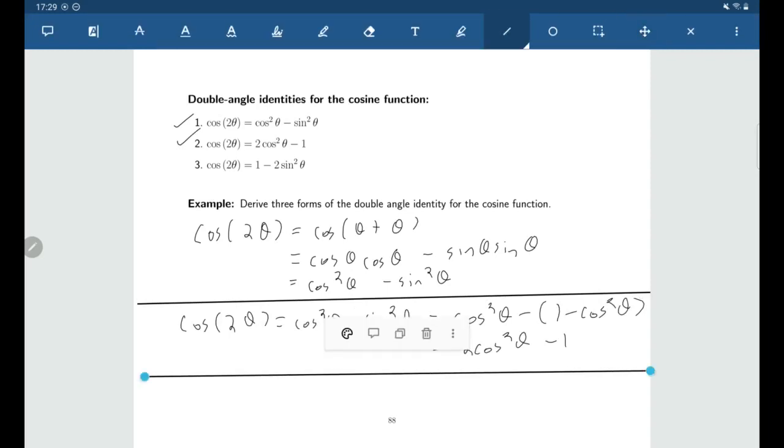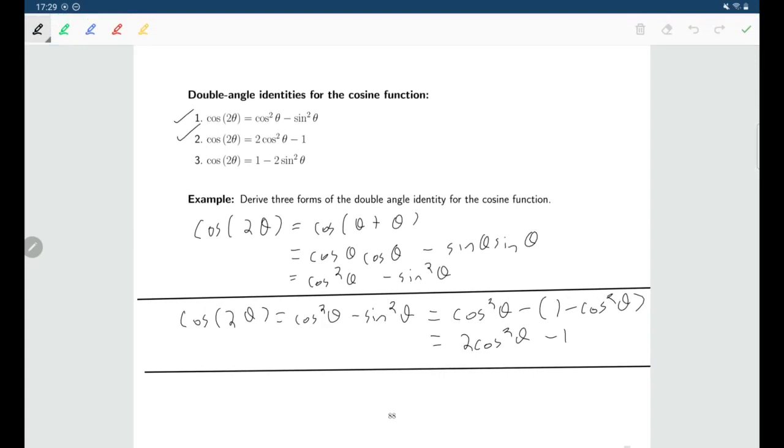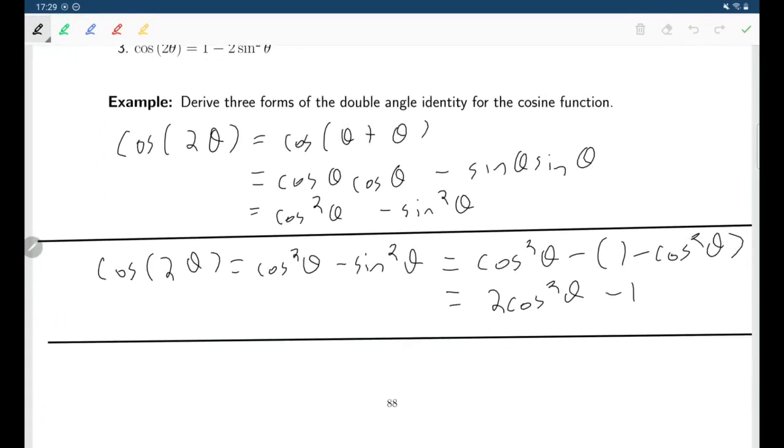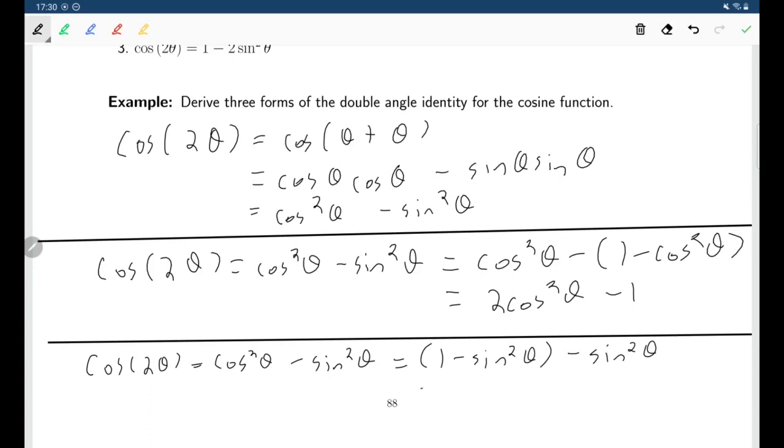And the third of the three double angle identities for cosine comes from taking again our cosine of 2 theta being cosine squared theta minus sine squared theta. And this time, instead of replacing the sine squared theta, we'll replace the cosine squared theta. So replacing cosine squared theta with 1 minus sine squared theta, that's where we'll get our third identity, that it's equal to 1 minus 2 times sine squared theta.